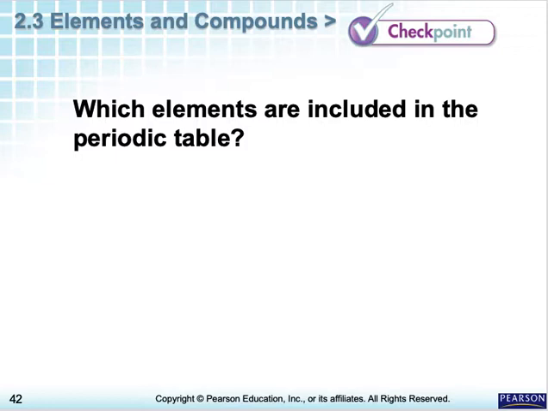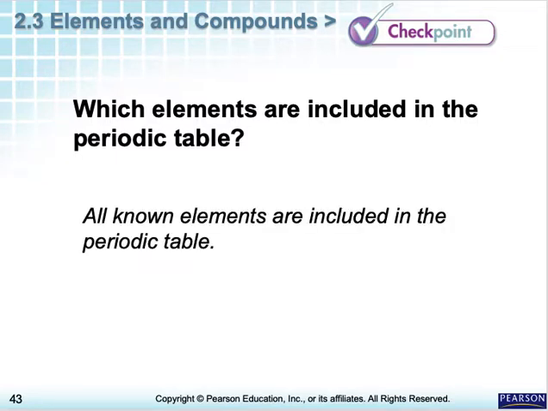Which elements are included in the periodic table? That should be an easy one. All known elements are included. We don't disallow any elements. We do not put any compounds in, but we put every element onto the periodic table.